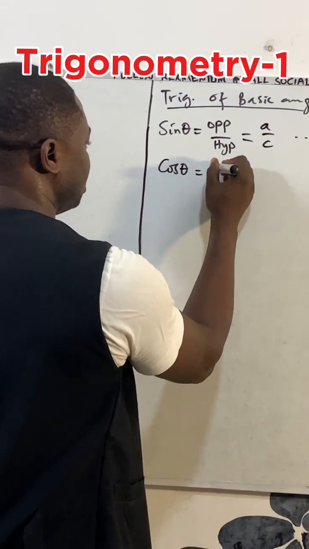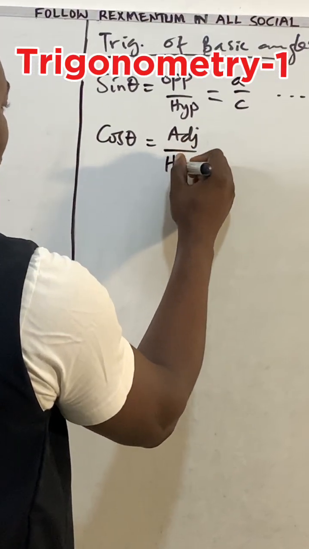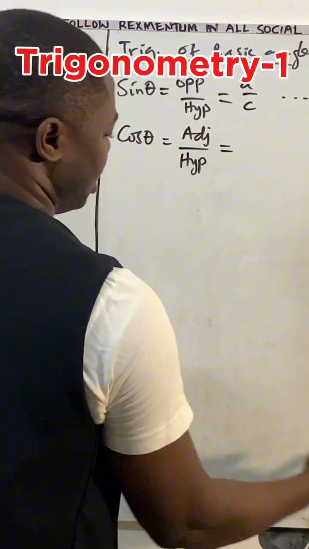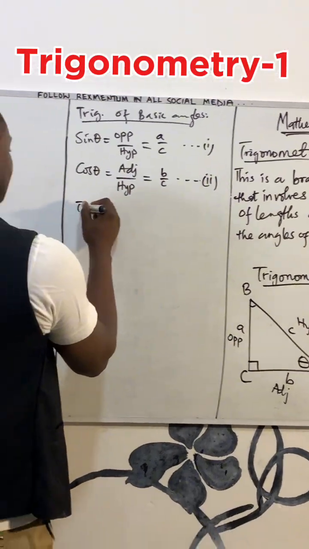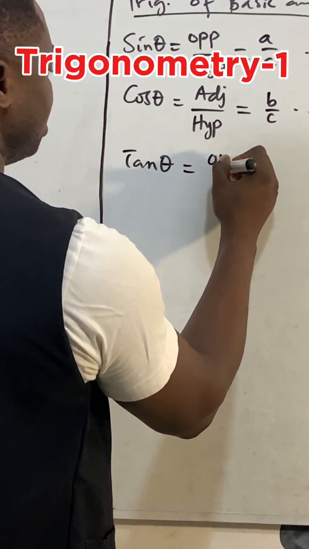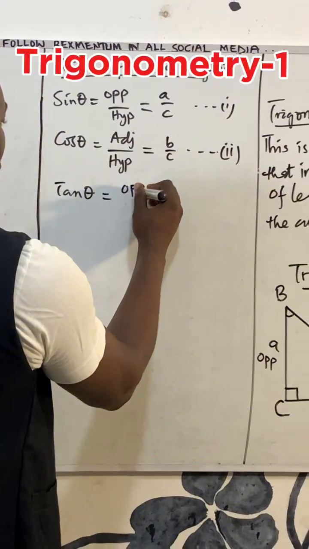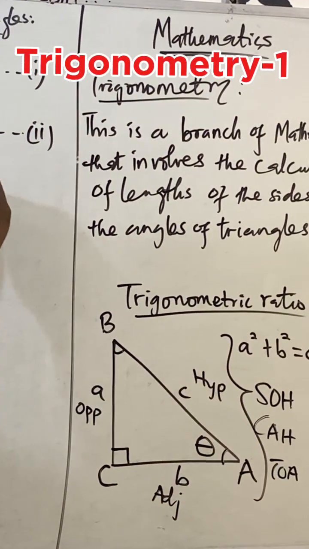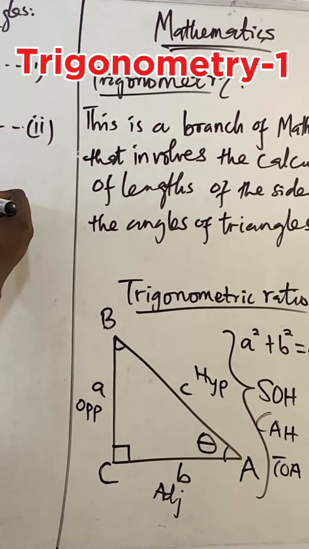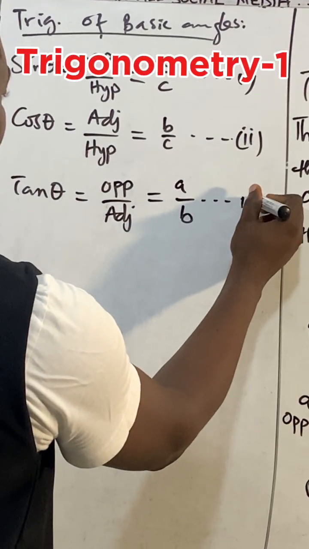Cos theta is adjacent all over hypotenuse. Of course, the adjacent is b over c, equation II. Then tan theta is opposite all over adjacent. That would be, here we have a over b. Let me call it equation III.